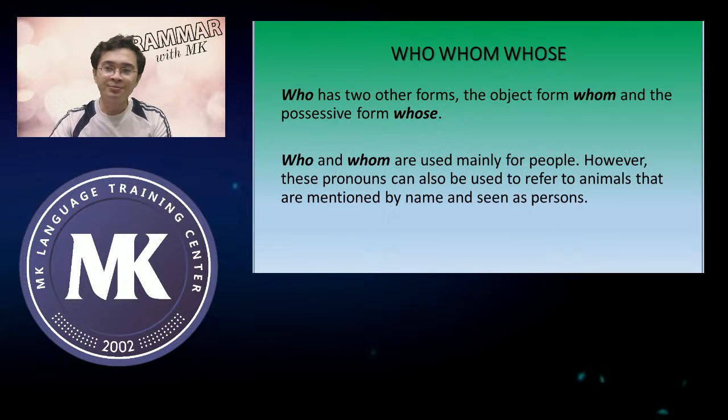For example, we have here who and whom, which are usually mainly for people. However, these pronouns can also be used to refer to animals that are mentioned by name and seen as persons. For me, actually, I want to use who for people, but some books mention that you can also use it for animals, but I think it's not really common. So to be safe, use only who or whom if you want to talk about persons. Okay?